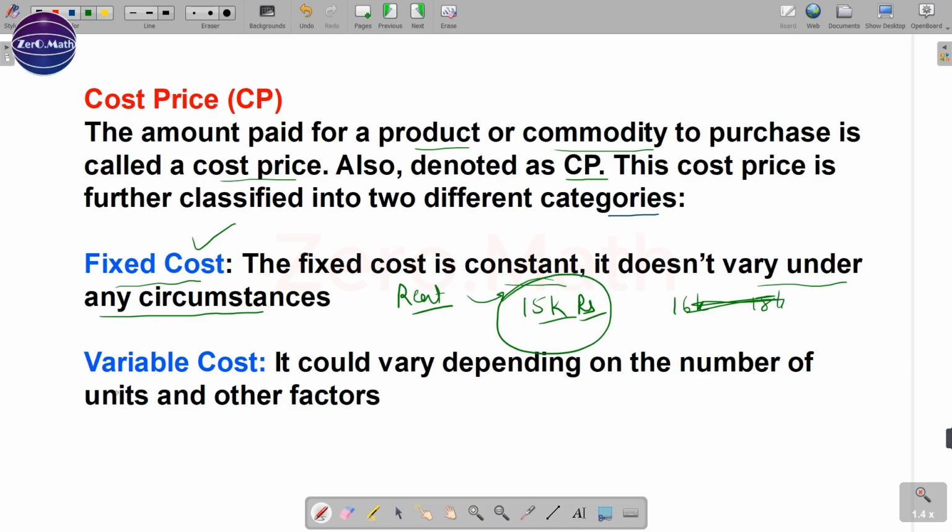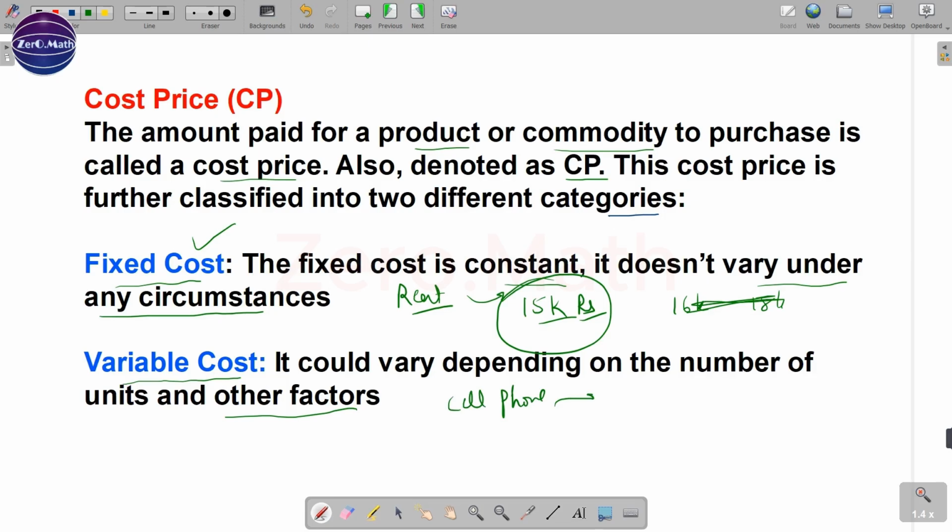And now what do we have here? Variable cost. What is it? It can vary depending on the number of units and other factors. For example, the shopkeeper's bill, or anyone's bill for that matter, could be a variable cost. Take the cell phone bill for instance.